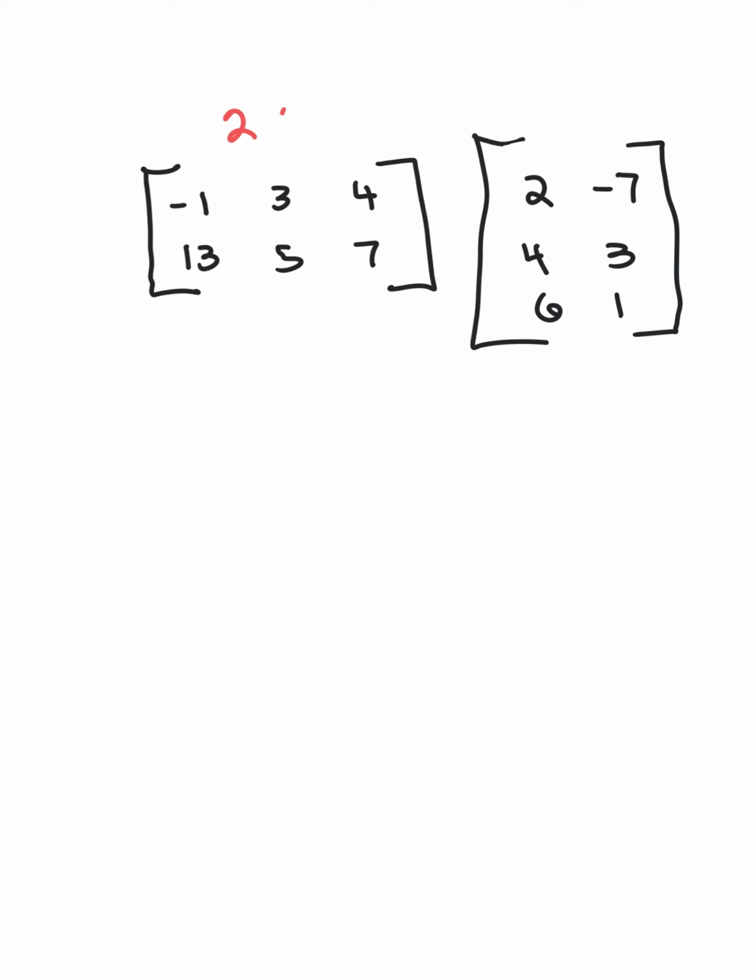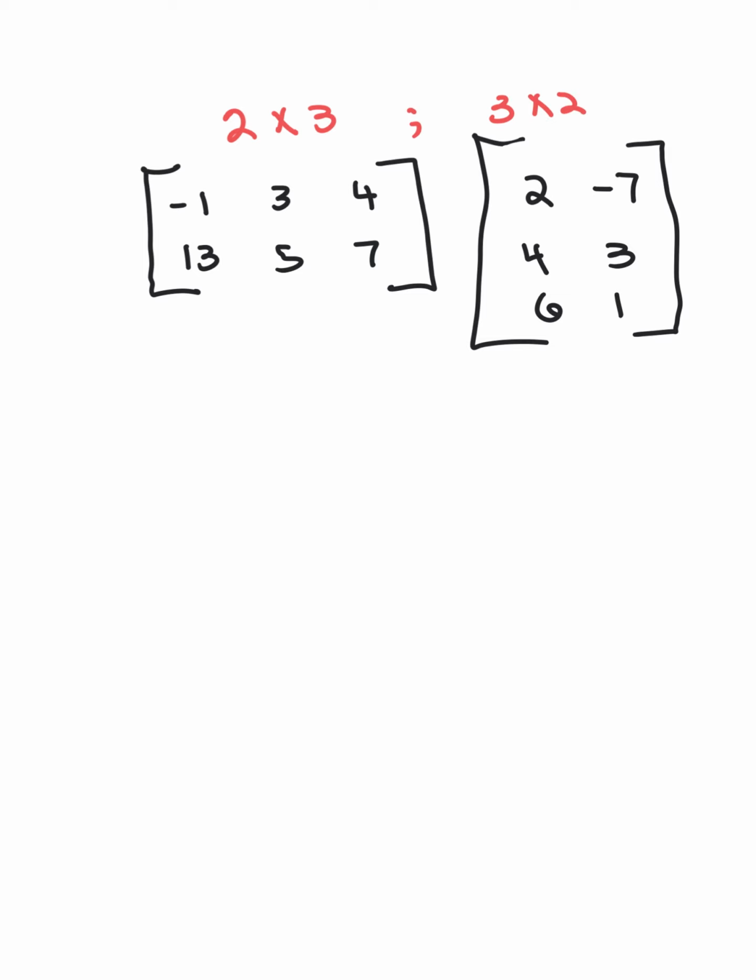All right, on this example, we are looking at multiplying two matrices together. The first thing that you have to do is to check to make sure that they are able to be multiplied. So we are going to find the dimensions of each one of these. This first one is a 2 by 3. It has 2 rows and 3 columns. The second one is a 3 by 2. It has 3 rows and 2 columns.